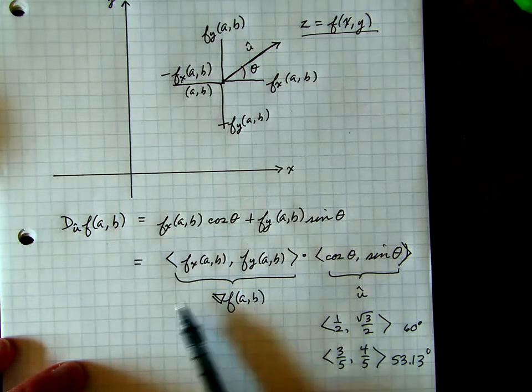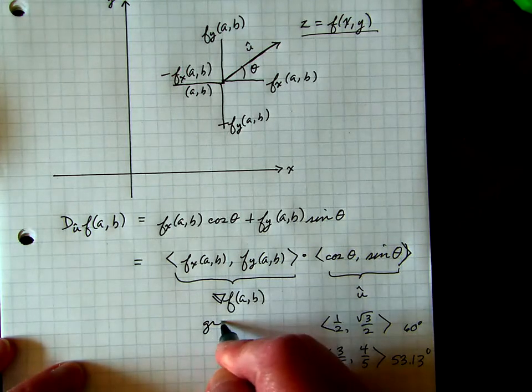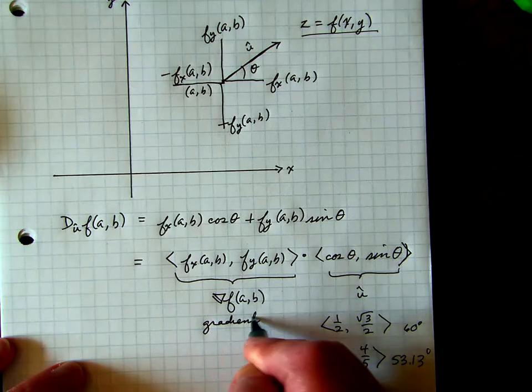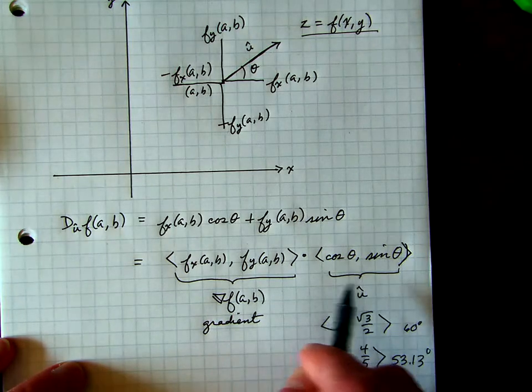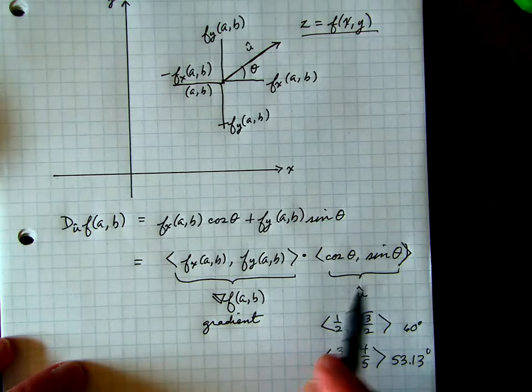We've learned what the gradient vector is. I'll label that. And of course your arbitrary directional vector, just make sure it's a unit vector. You don't have to worry about angles in that case.